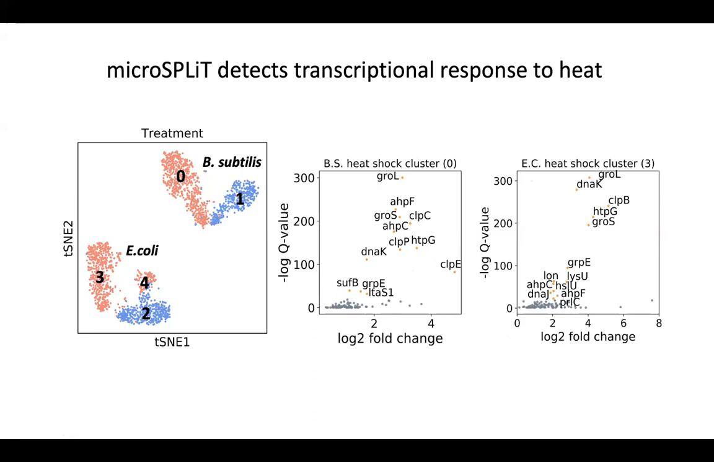Sorry, in our data. So that was a really dramatic perturbation, though. We basically heated up the cells and we saw the heat shock response. But can we now resolve more complex transcriptional programs with it?